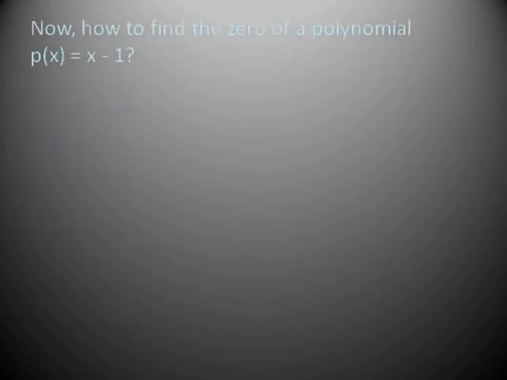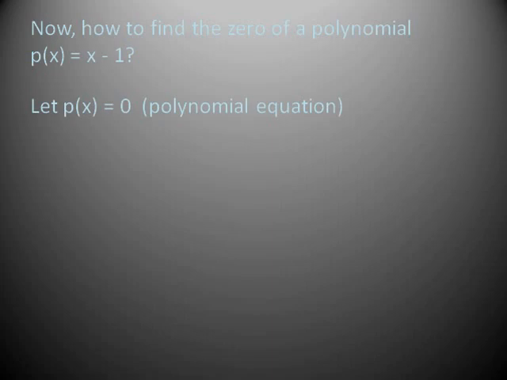So now how to find the zero of a polynomial p(x) equals x minus 1, or how to find the zero of any polynomial. Okay, so let us see in this case p(x) equals x minus 1, how to find the zero of this polynomial. Let p(x) equal 0, as we have seen in the definition that the value of x for which the value of polynomial p(x) becomes 0, that value of x is called the zero of the polynomial. So let us take p(x) equals 0.